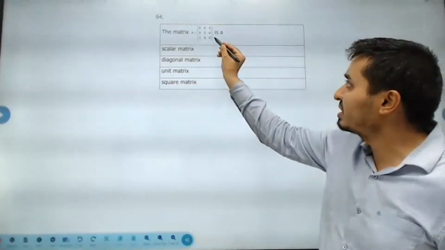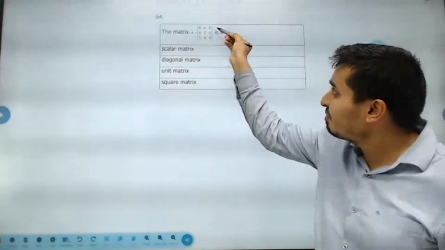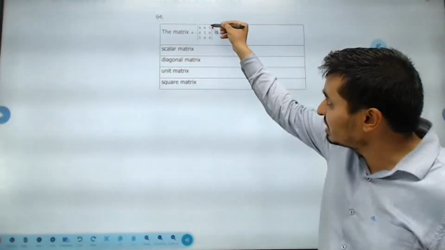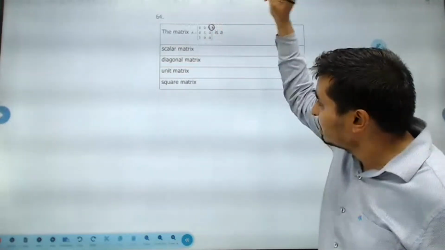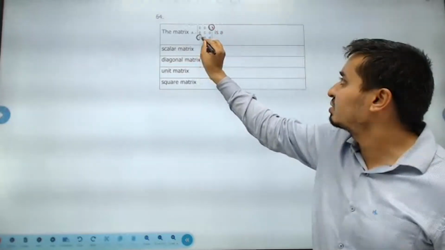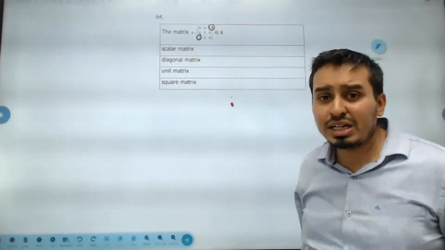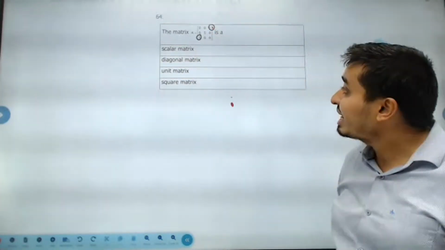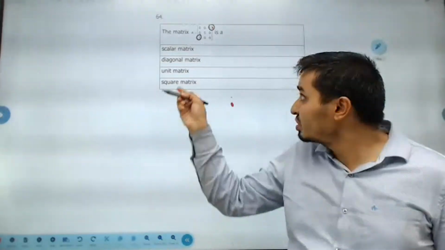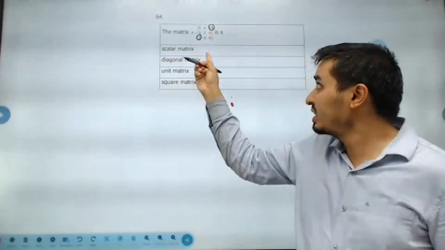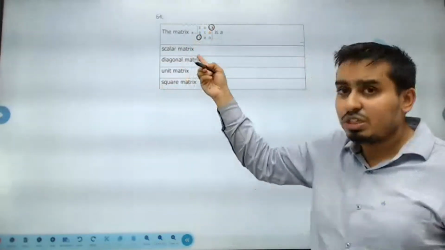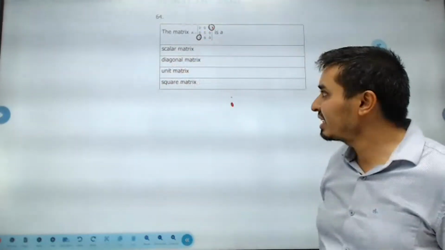Non-principal diagonal elements must be 0. But you can see 5, there's a number here, 5. So this is a non-zero number, right? This is a non-zero number. This is a non-zero number. So these are not on the principal diagonal. So it's not a diagonal matrix either. A unit matrix is a diagonal matrix whose diagonal elements are 1. So first of all, it's not a diagonal matrix. So if it's not a diagonal matrix, it can't be a unit matrix.